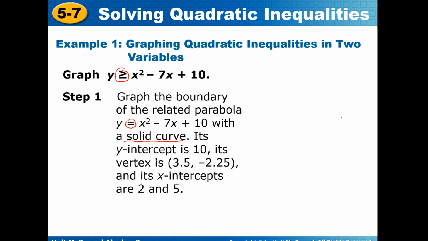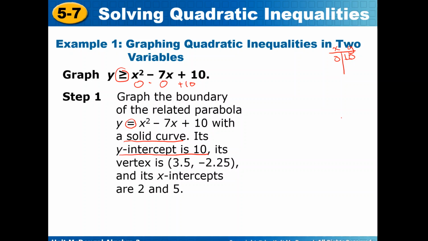The first thing we could do is find the y-intercept, which is 10. Remember, the y-intercept says, what is y when x is 0? So when x is 0, 0 minus 0 plus 10, so y is equal to 10. My y-intercept is at (0, 10).